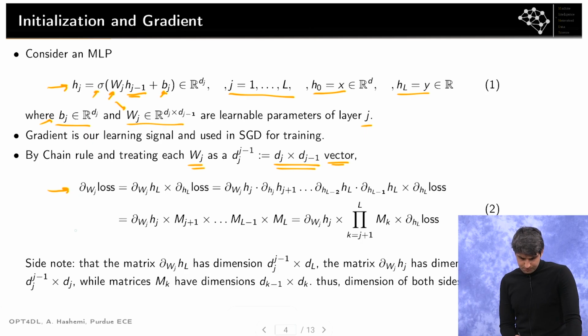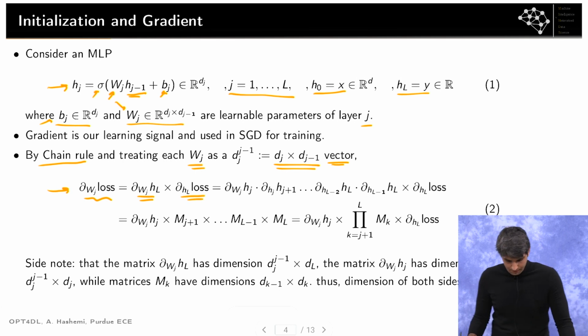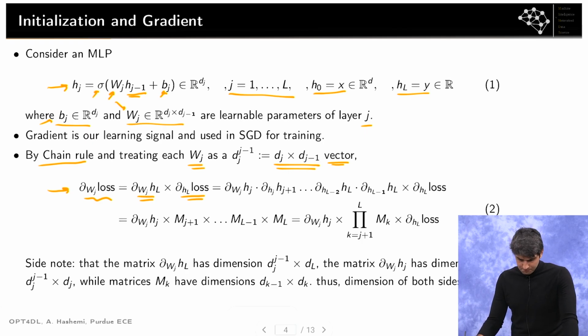Our goal is to find this partial derivative. We can use the chain rule. Therefore, the partial derivative of the loss with respect to W_j is basically the partial derivative of the last activation with respect to W_j times the derivative of the loss with respect to the last activation. Now I can again apply the chain rule to this component here to decompose this derivative in terms of the product of a bunch of derivatives.